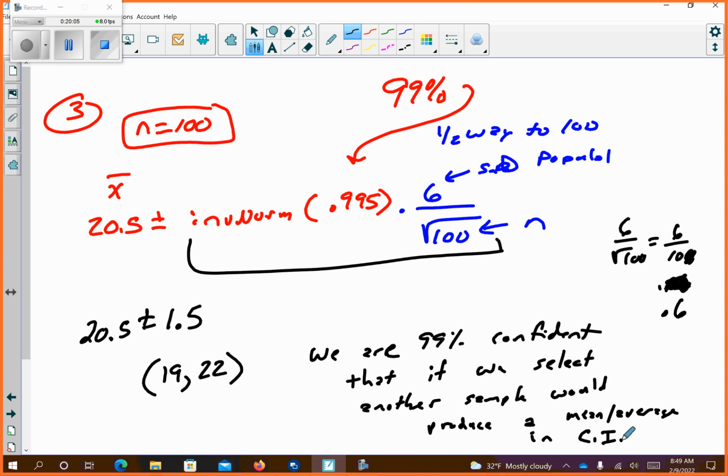So why didn't we use the T on number 3? Why didn't I use the T on number 3? Okay, 2 reasons. We had the standard deviation of the entire population. That means no T. And our sample was the 100. It wasn't less than 30. So both those reasons worked very well for our testing.